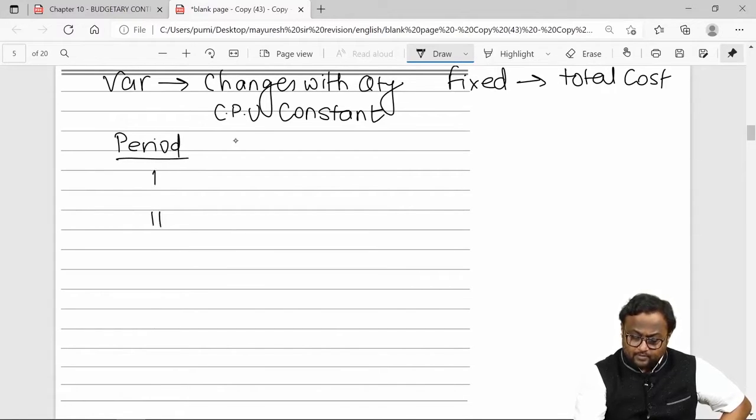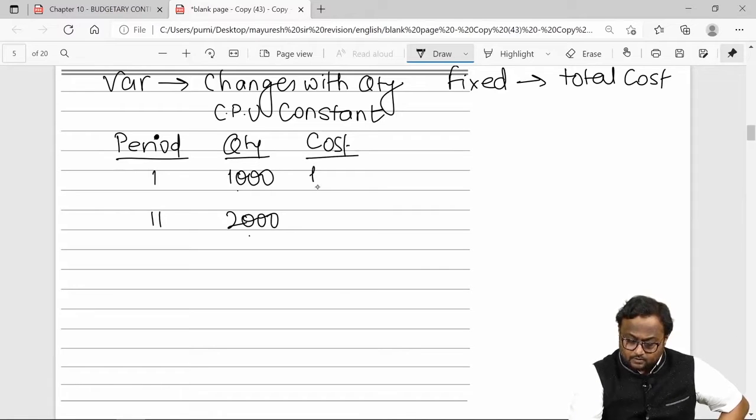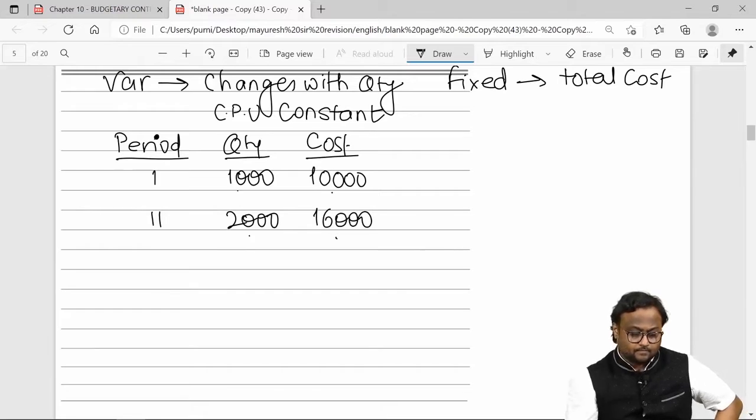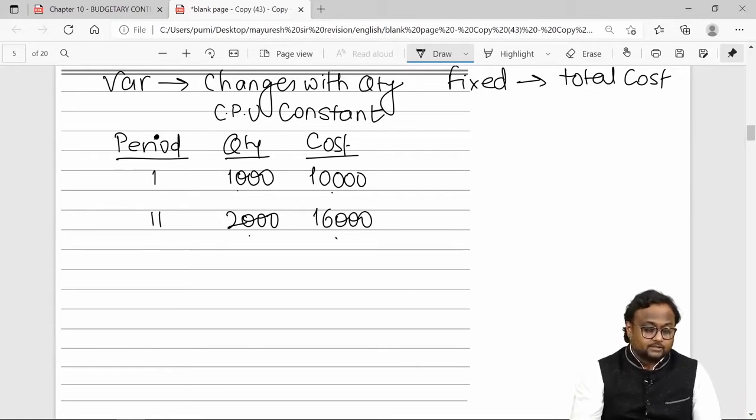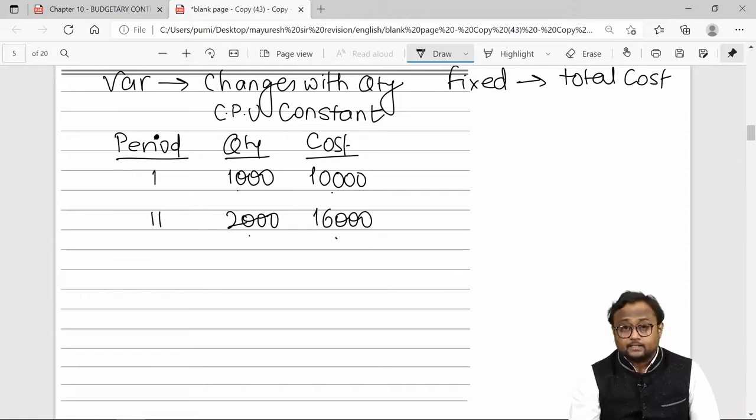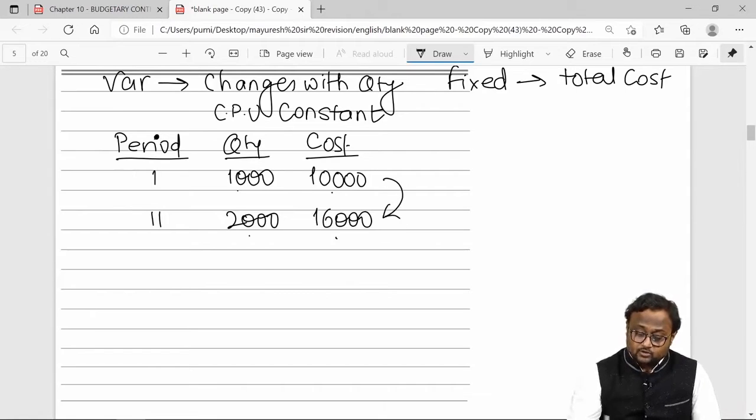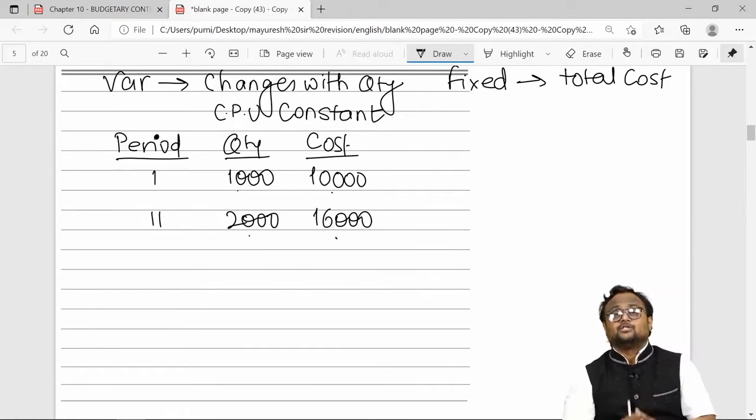Period 1, period 2, quantity, say 1000, 2000, and cost is 10,000, 16,000. This clearly tells us that there is a rise in the cost of 6,000. So definitely this is not a fixed cost.